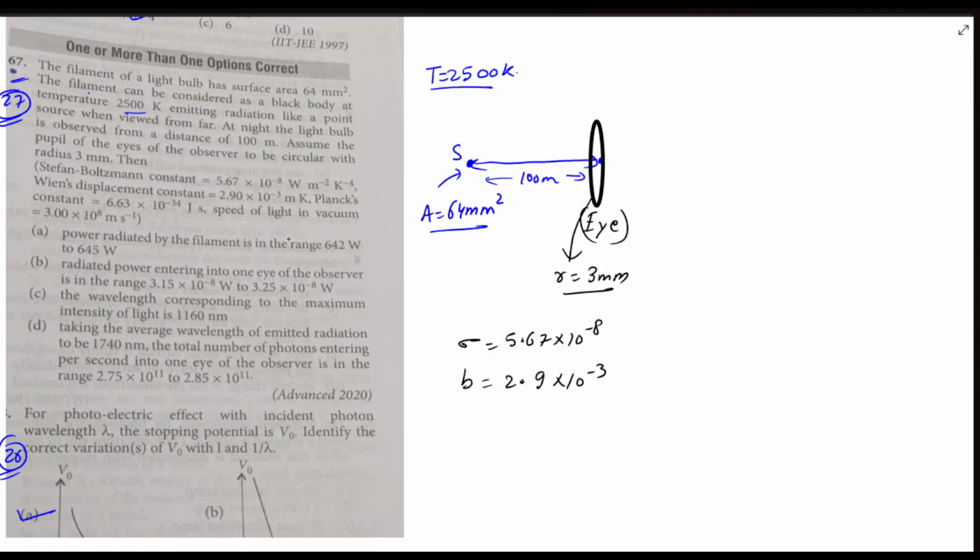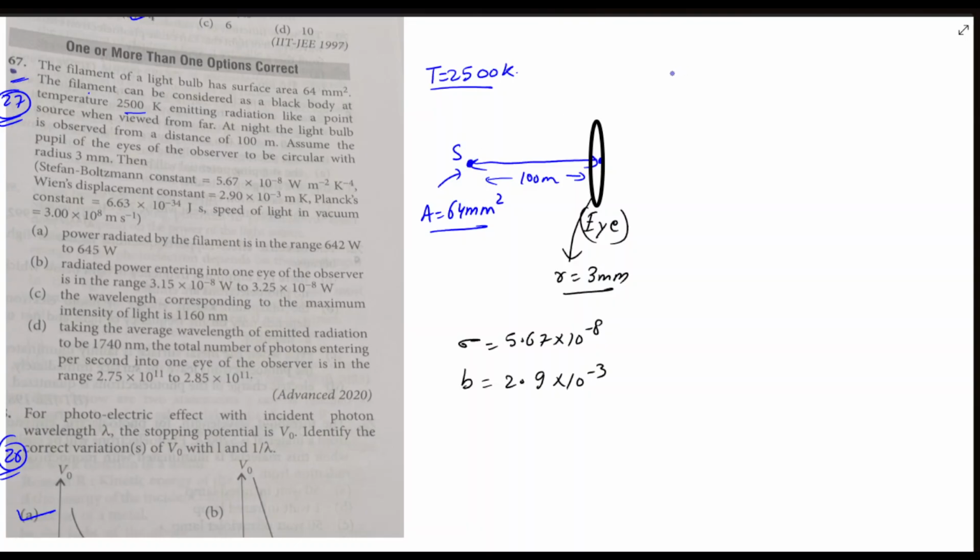Now, in the first part, we have to check these options, which ones are correct. So power radiated by the filament is in the range 642 watt to 645 watt. Okay, so let's find this first.